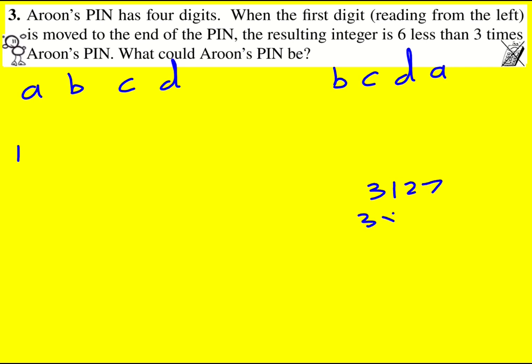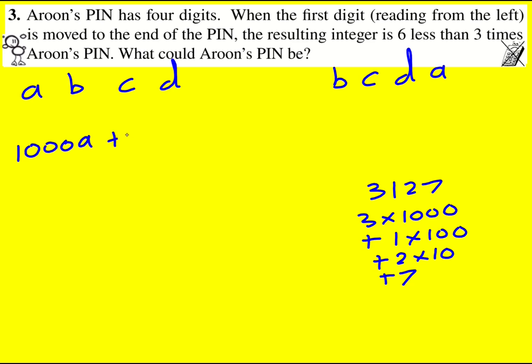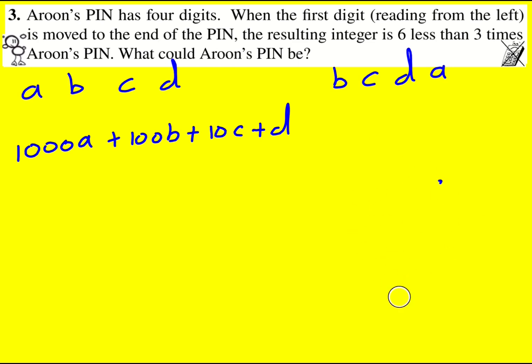3,127 is actually 3 times 1,000 plus 1 times 100 plus 2 times 10 plus 7. We can basically do that for this more general number. It's going to be 1,000A plus 100B plus 10C plus D. And then we can do very similar for the BCDA. This will be 1,000B plus 100C plus 10D plus A.